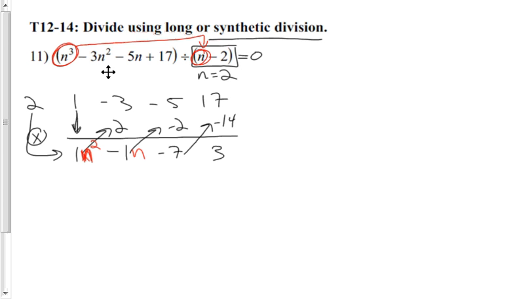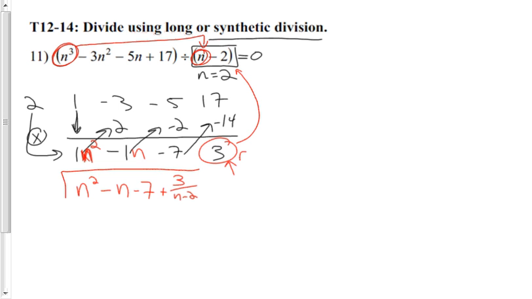So the quotient, being the result of the division, is going to be n squared minus 1n minus 7 with a remainder of 3 over n minus 2, because this 3 could not evenly divide into that extra n minus 2. So this here would be our quotient.